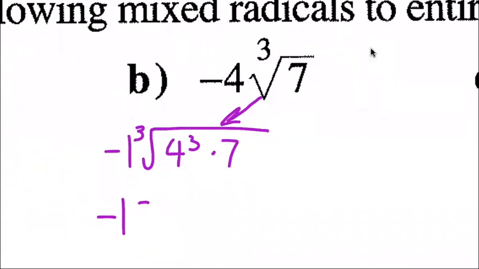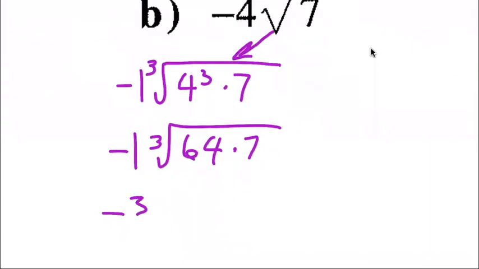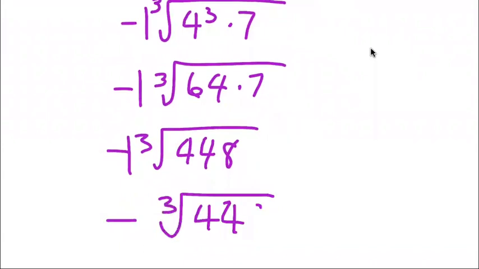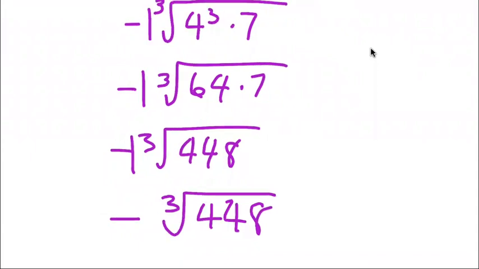Negative 1 cube root 4 cubed times 7. 4 times 4 is 16, times 4 is 64. 64 times 7 is 448. Done. That's with the negative on the outside. And really it would be written like this: negative cube root 448. It's implied that 1 is there. We just never write it.